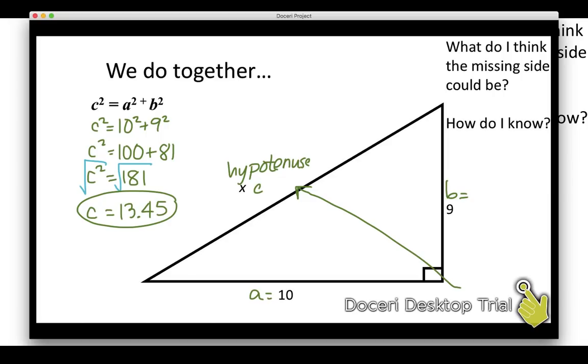The exact answer would be the square root of 181, leave it in that format, or you could say this is approximately 13.45.